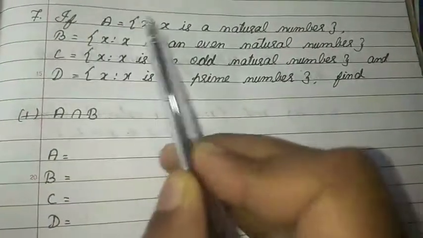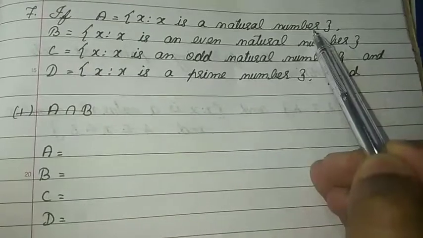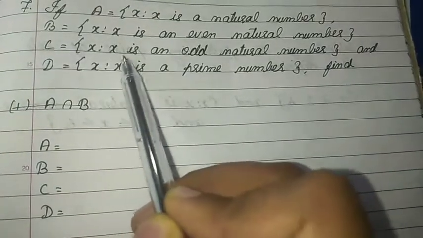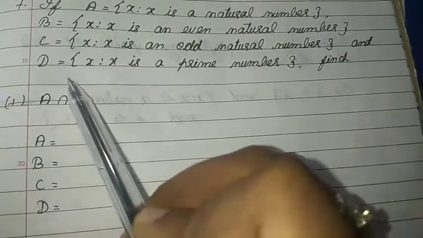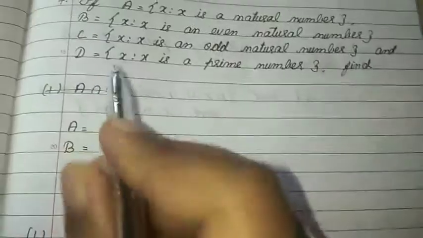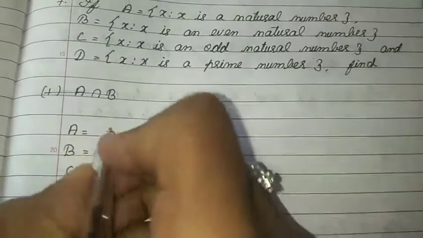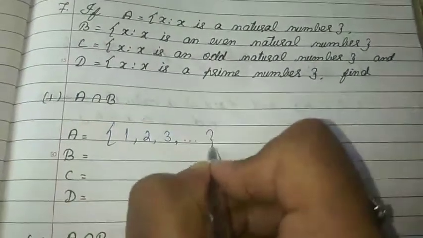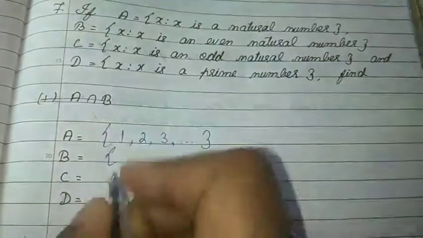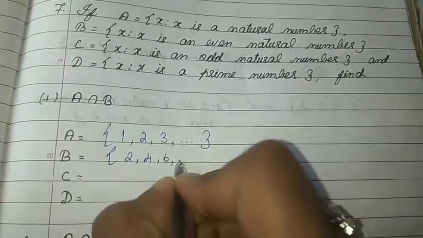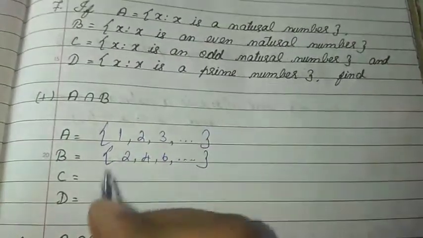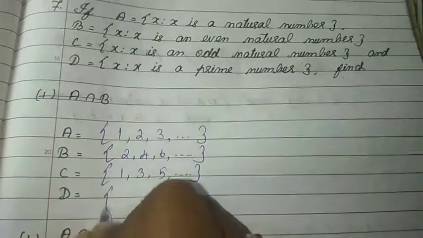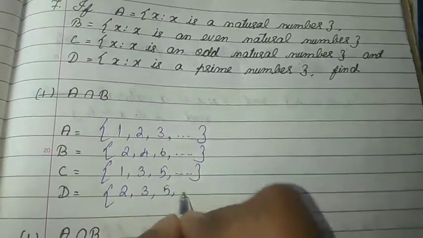Question 7. If A is equal to x such that x is a natural number, B is equal to x such that x is an even natural number, C is equal to x such that x is an odd natural number, and D is equal to x such that x is a prime number. So now let us write the given sets in roster form for better understanding. Here it is natural number, no? So 1, 2, 3, etc. Set B will be even natural number, no? So 2, 4, 6, etc. C is equal to odd natural number, so therefore it will be 1, 3, 5, etc. And D will be prime number, no? So 2, 3, 5, etc.